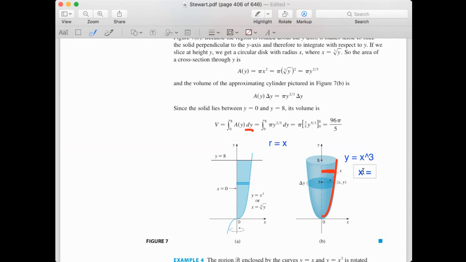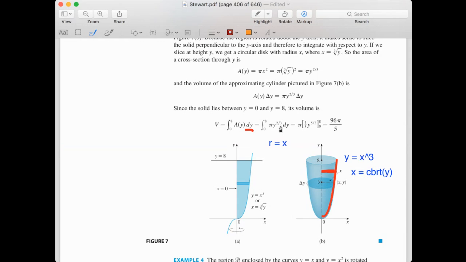Because x depends on y, right? Because we're fixing the y direction. The y direction is constant from 0 to 8. Now we want to write x as a function of y, in terms of y. So write it as the cubic root of y. This is our r, right? So the x value is our r. The x value depends on y. So y equals x cubed, x equals the cubic root of y. Oh, you know what? I read this wrong. Cubic root of y. That's our r.